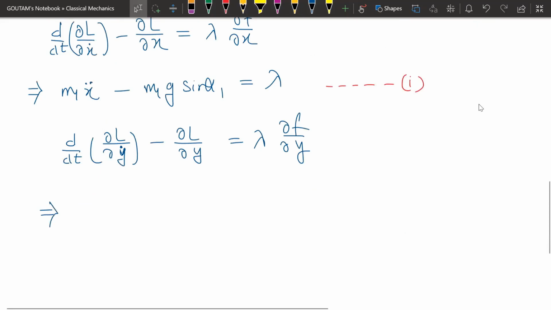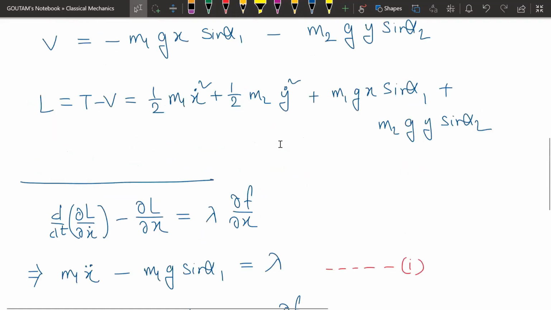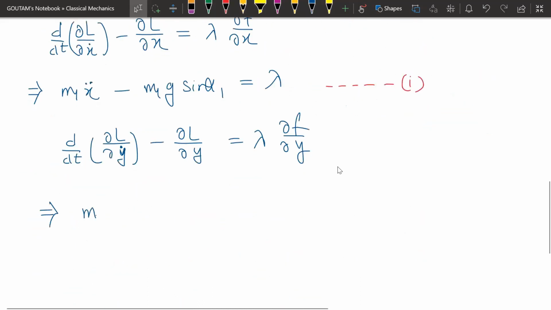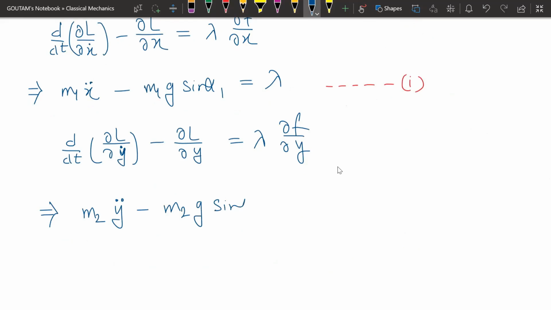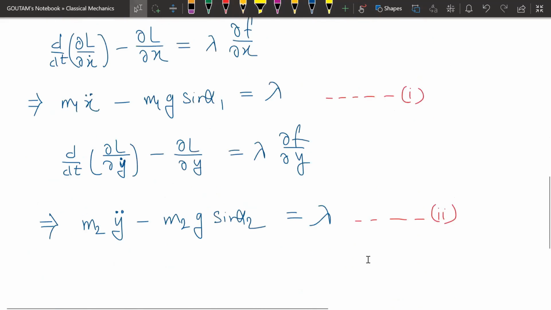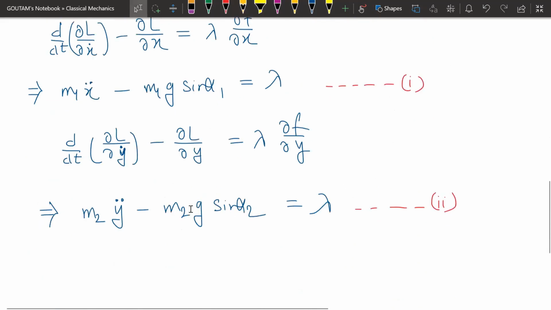In that case, del L del Y dot is m2 Y dot, and d/dt of that will be m2 Y double dot minus m2 g sine alpha 2 equals lambda. Let's call it equation 2. Right? So this is the Y. So these are the two equations of motion.